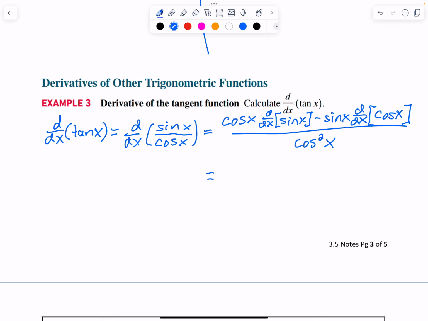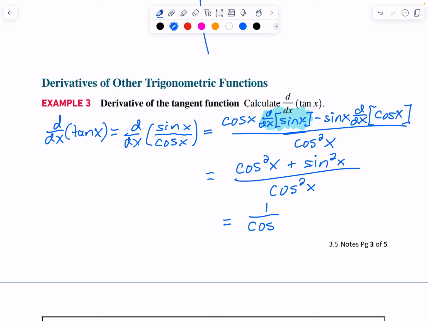Okay, so I keep going. Derivative of sine is cosine, so I get a cosine squared from this. Okay, and then minus, derivative of cosine is negative sine, so it's going to be plus. Oh, I made a mistake here. This is going to be the mistake that you guys are probably making going forward. Derivative of sine is cosine, not negative cosine. Derivative of cosine is negative sine, so it makes a positive sign. Hopefully that rings a bell for you. That top is equal to 1. So it's 1 over cosine squared x, which is secant squared x.